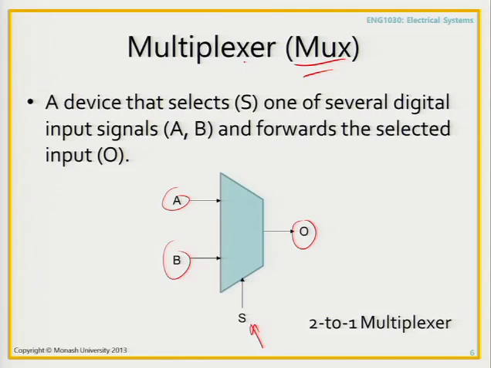Okay, so the behavior that we want is this: S is short for selection or selects. If S equals 0, I want O to be equal to A, whatever the bit on A at that time is. And if S equals 1, then I want the output equal to B. So this is a little switch that changes its output depending on S to whatever the inputs on A and B are.